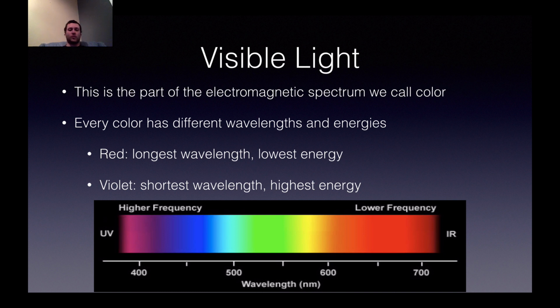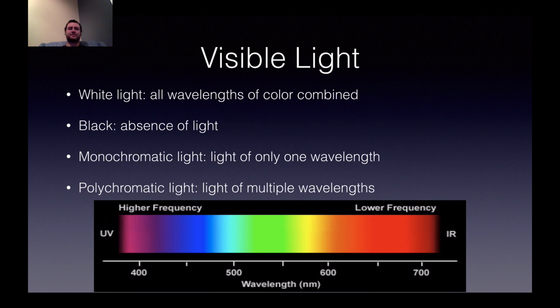And it follows ROY G. BIV all the way down. So red, then orange is the next most energetic, then yellow, then green, then we've got a little cyan in there, then we've got some blue. So that's indigo if you want to get real technical with it.